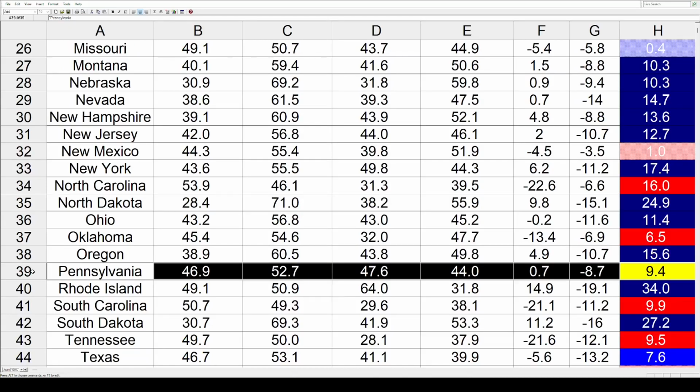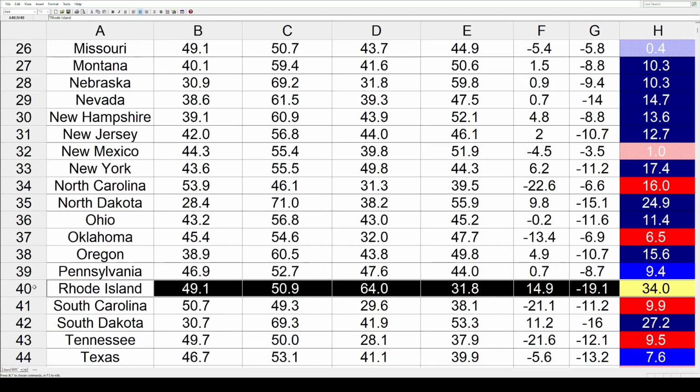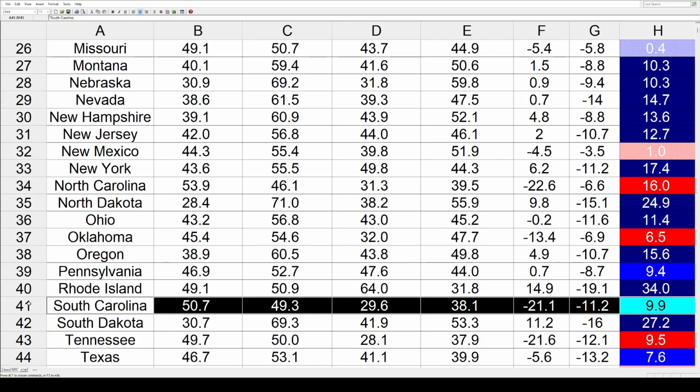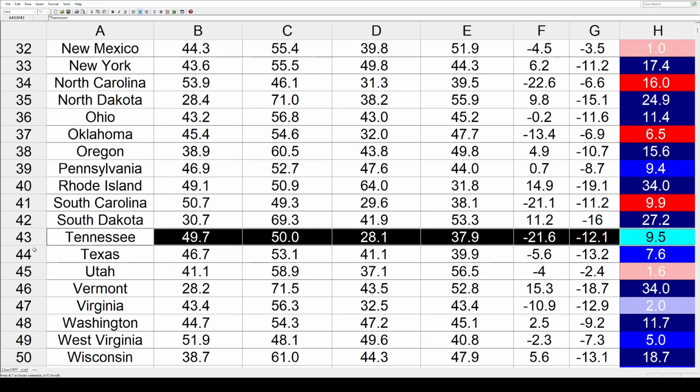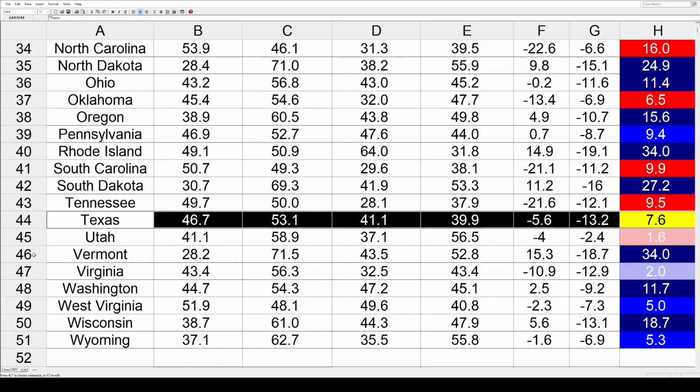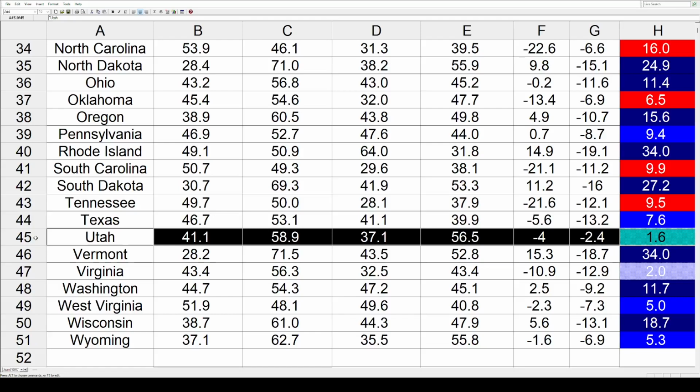Pennsylvania, also bluer by 9.4. Rhode Island, much bigger blue shift there of 34. South Carolina, just under double digits, 9.9 toward the Republicans. South Dakota, another big blue shift of 27.2. Tennessee, 9.5 toward the Republicans. Texas is back toward the Democrats by 7.6. Utah, small red shift there of 1.6.